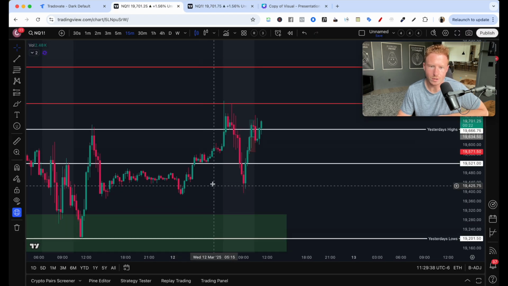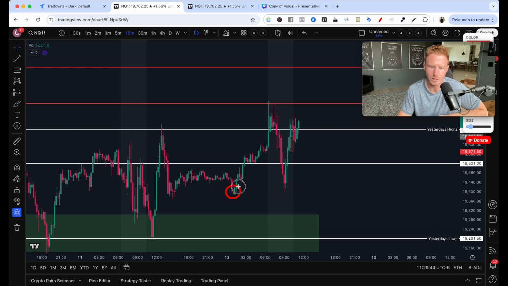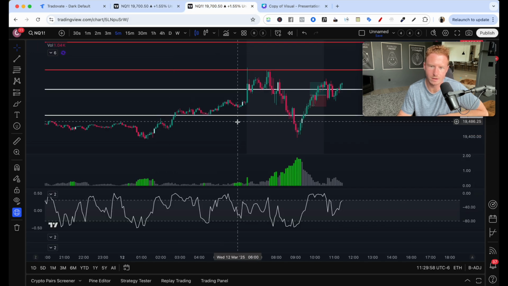Now, ideally, if we go back to the 15-minute, I want to hold our last low right here. If we break this low, that means the uptrend market structure is going to be broken, and we're going to test probably the lows again. But as you can see, we held this low.